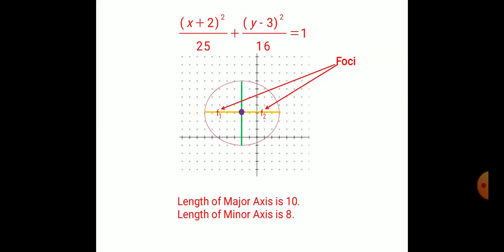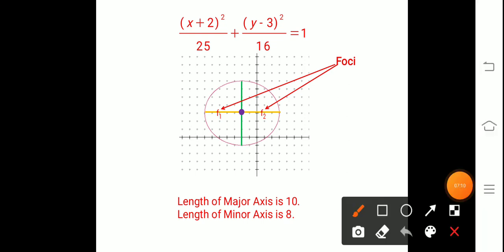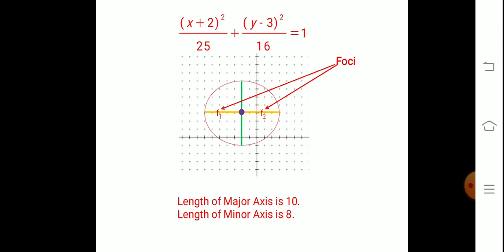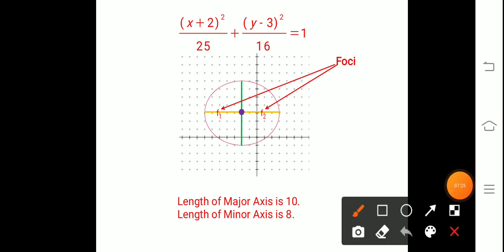Then, here's the graph. This is focus 1 and this is focus 2. The length of the major axis is 10. And the length of the minor axis is 8.